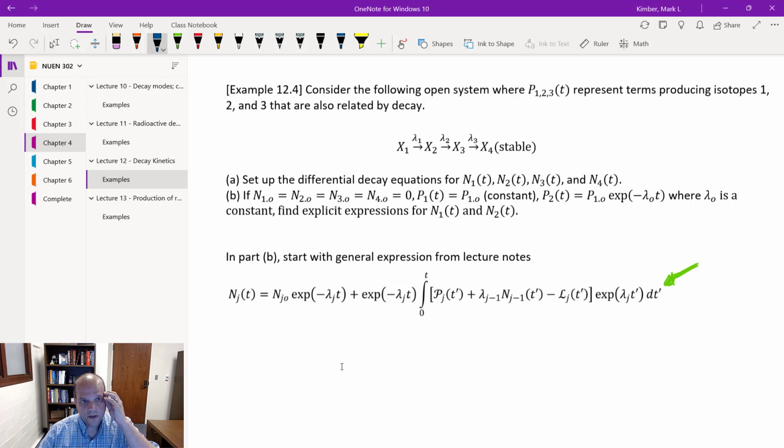Part B then is to consider specific expressions for P1, P2, and in this case we're not given P3 because we're only asked to find expressions for N1 and N2, but the process will be the same. We could go all the way to N3 and N4 for that matter. Okay, but notice in part B, this is different than what we've done in the past. In the past, the initial inventory is 100% isotope 1, and then that decays to isotope 2 and 3, and then becomes the stable isotope 4 in this case.